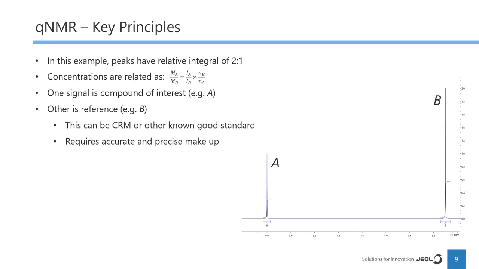So for example, if signal A was our compound of interest and signal B was our reference material that we've weighed out precisely and we've made up our sample precisely, if we know the concentration of B, then just by comparing the integrals and the number of protons for those two sites, we can then calculate the concentration of A. And this is effectively how all qNMR experiments work.